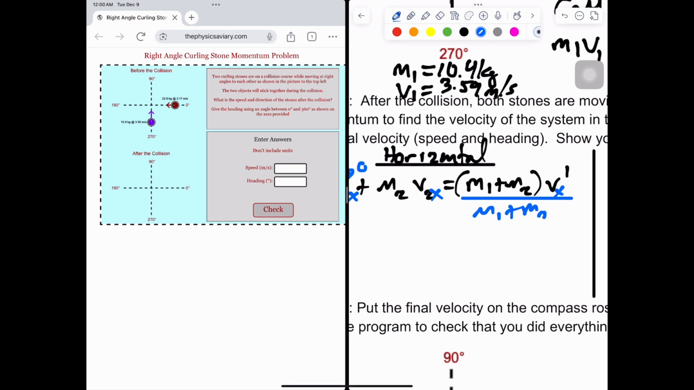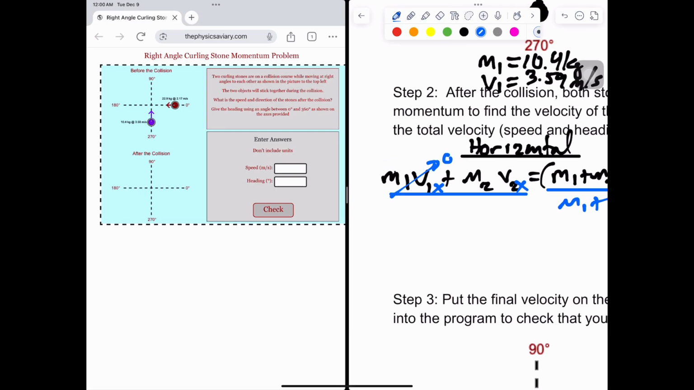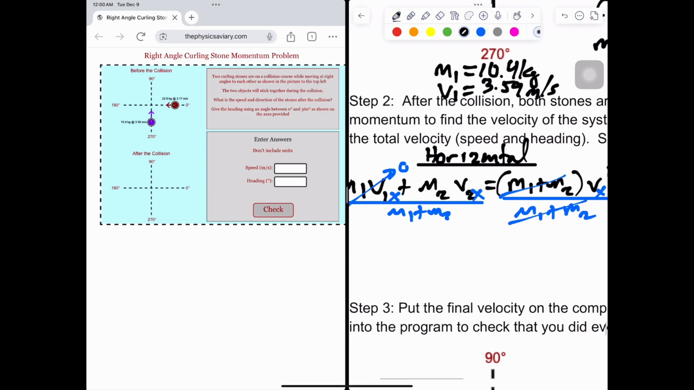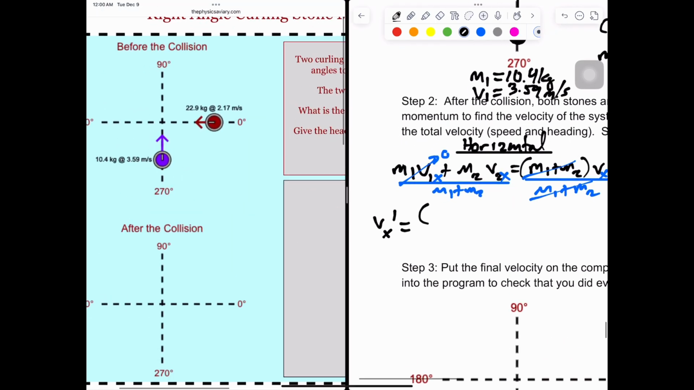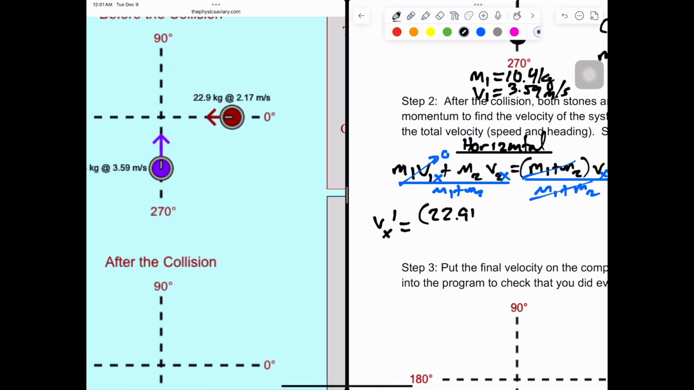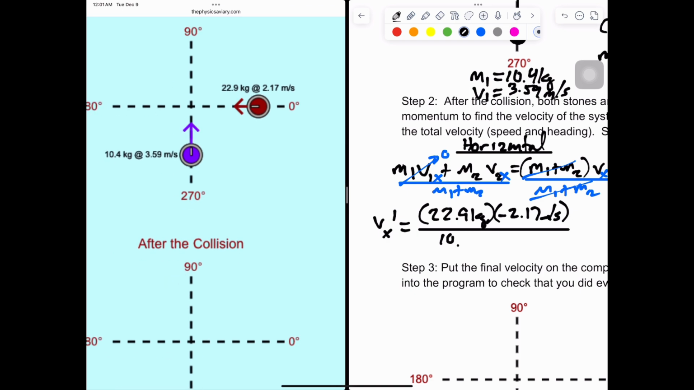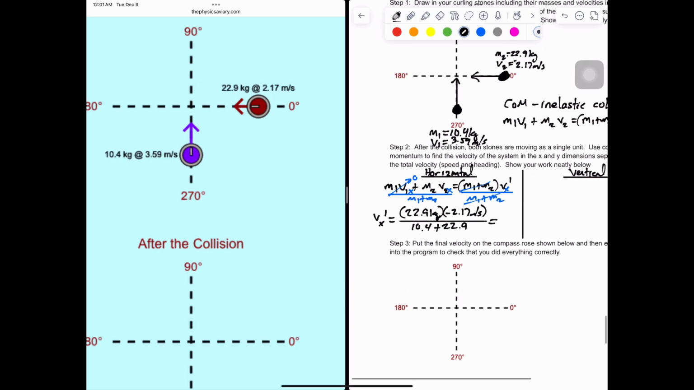Or vx prime, I guess is how we would say it. Okay, so Vx prime, or V horizontal prime, is going to be mass 2, which in my case is 22.9 kilograms, times the velocity. In my case, it's going to be negative 2.17 meters per second. So try to account for positive and negative velocities when you're doing these, okay? And I'm going to add my masses together, 10.4 plus 22.9. I'm going to figure out what Vx prime is.